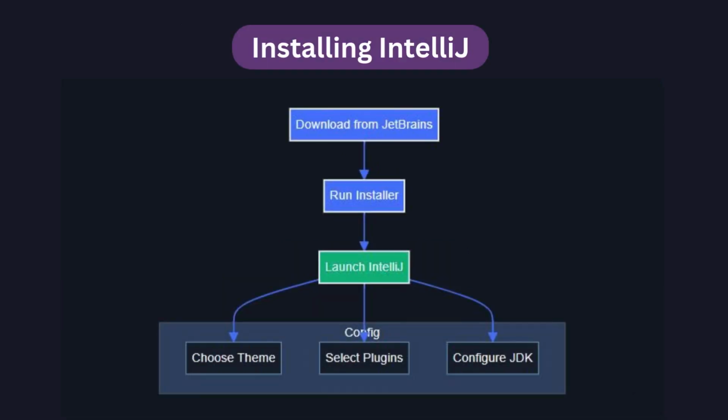Next, let's see how to install IntelliJ. To install IntelliJ Community Edition, go to the JetBrains website and download the Community Edition, which is free. Run the installer, accept the default settings, and launch the IDE. On first launch, you will be prompted to choose a theme, select plugins, and configure a JDK. Make sure you have Java 17 or later installed. You can verify this by running the command java -version in your terminal.